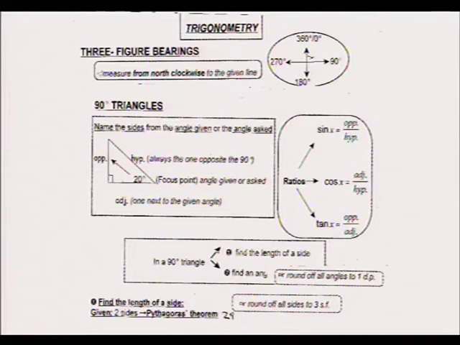In a 90 degree triangle, you can find the length of a side, and you can find an angle. Round off all angles always to 1 decimal place. And then you can find the length of a side. Given that you have 2 sides, you can use Pythagoras' theorem. Very easy. And you always round it off to 3 significant figures.